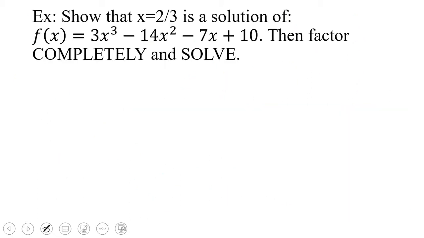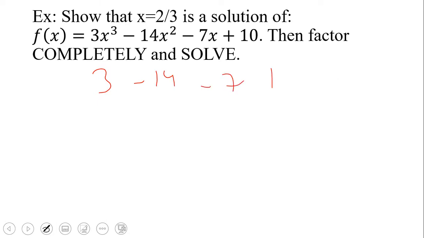Slightly different scenario here. Show that x equals 2/3 is a solution of this polynomial, then factor completely and solve. So something a little different is we have some fraction action here, which always makes things slightly more difficult, but not terrible. The fact that this is a cubic means that if I have just one solution, I'm going to get down to a quadratic, which means I'm only going to have to do one round.